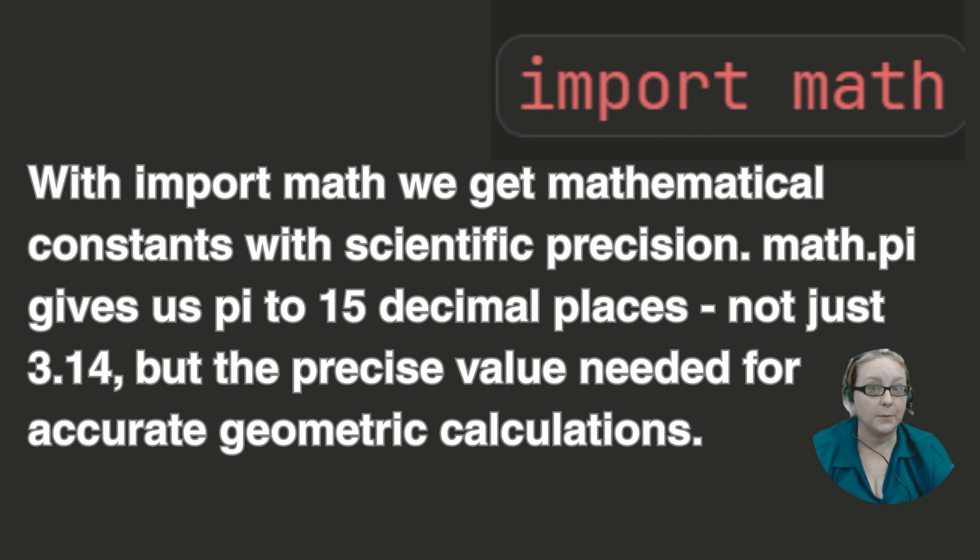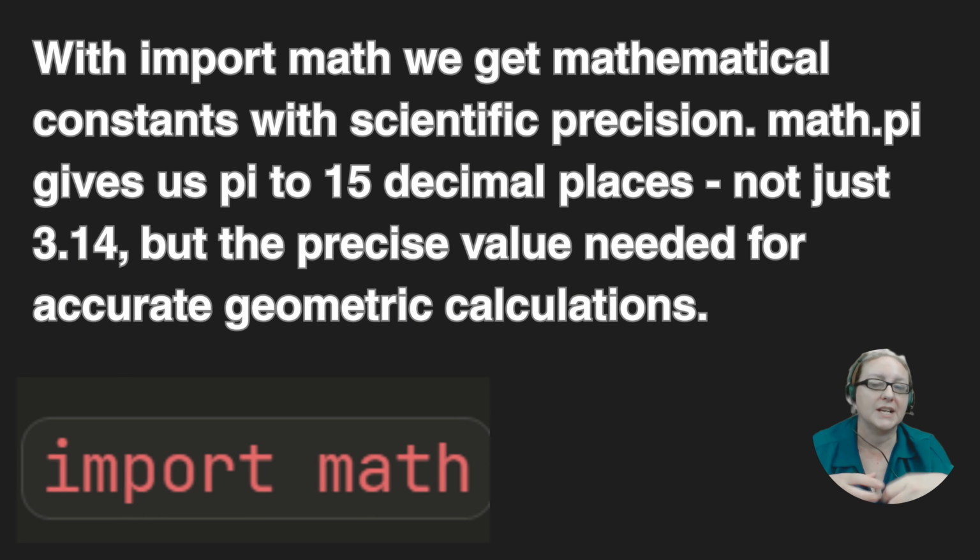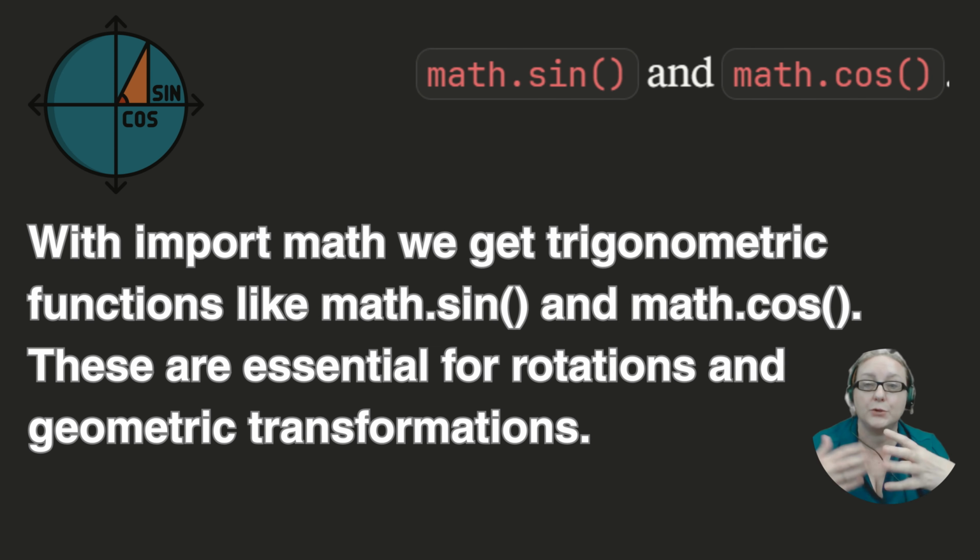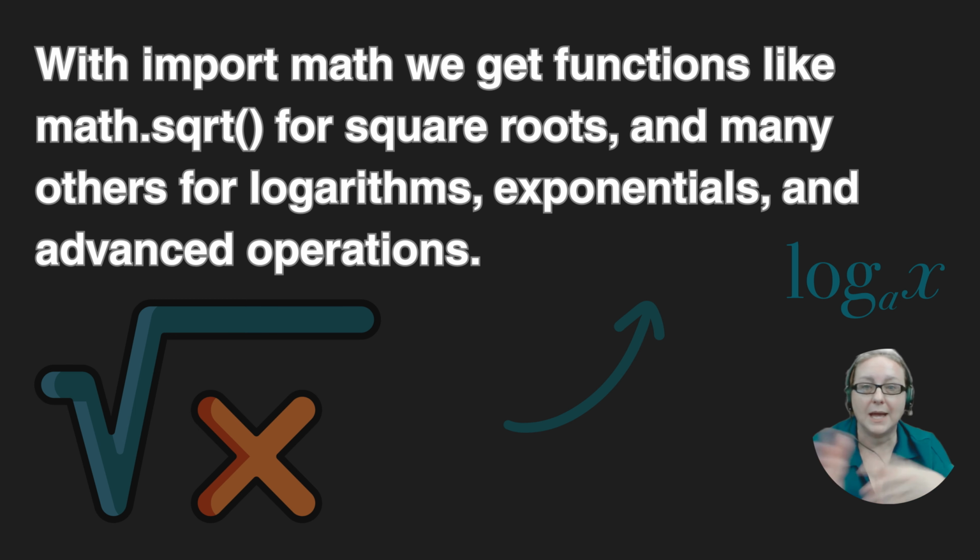There's a few of the key things that we get with this math module. We've got mathematical constants like math.pi giving us pi to 15 decimal places, not just 3.14, but the precise value needed for accurate geometric calculations. Then we have trigonometric functions like math.sin and math.cos. These are essential for rotations and geometric transformations. We also have math.sqrt and many other functions for logarithms, exponentials, and advanced operations.